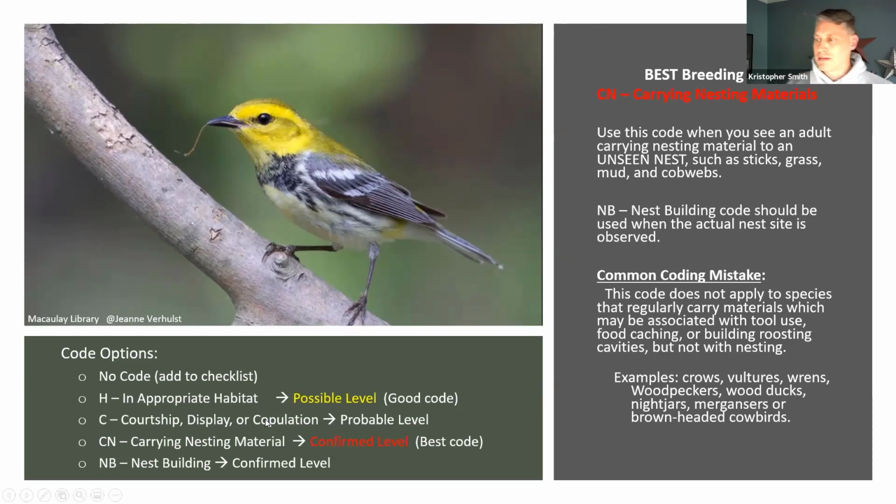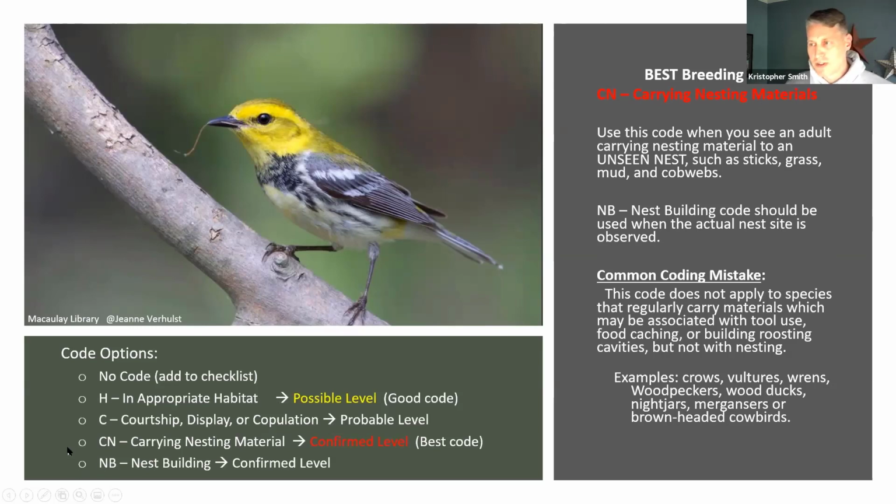Now, some common coding mistakes. This code does not apply to species that regularly carry materials which may be associated with tool use, food caching, or building roosting cavities, but not with nesting. Examples: crows, vultures, wrens, woodpeckers, wood ducks, nightjars, mergansers, brown-headed cowbirds. All right, those are examples of when you would not use CN, carrying nesting material, for those specific species. We'll get to another example of that in a second too, and we'll follow up with some other questions.